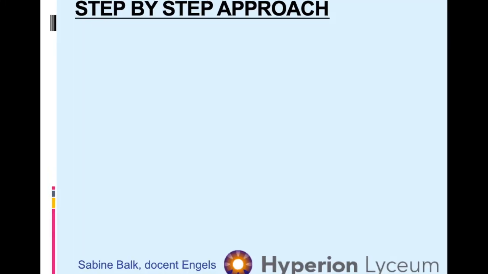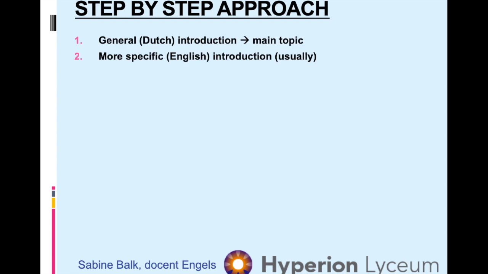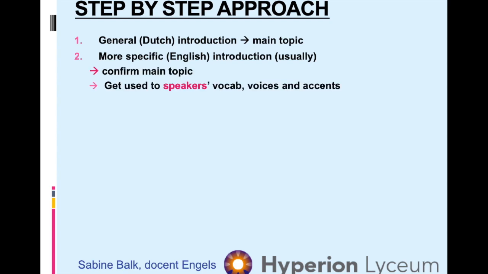As I said before, it's very important to know the main topic as soon as you can. So the first thing you do is listen to the general Dutch introduction. It will tell you what the main topic is. Next, you will get a more specific English introduction, usually. And that will also help you confirm the main topic, as well as get used to the speaker's voices, their vocab, their accents, and hopefully it will get your concentration level up.